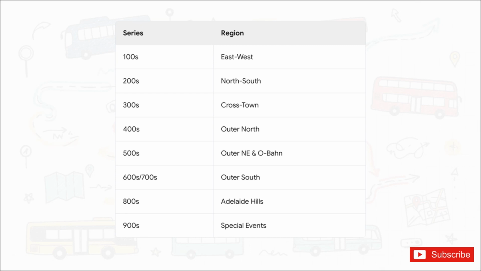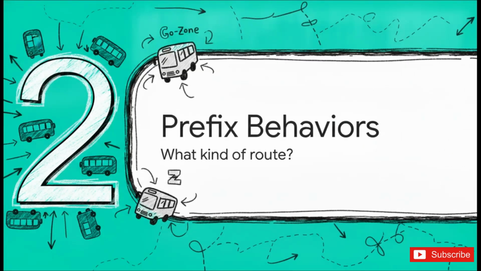The 800s tackle the geography up in the Adelaide Hills like Mount Barker. And finally, the 900s are reserved for special events, think shuttling thousands of fans to the Adelaide Oval. So just from that very first digit, you already know exactly which slice of the city you're looking at. Moving right along to Part 2, prefixes and how buses behave.